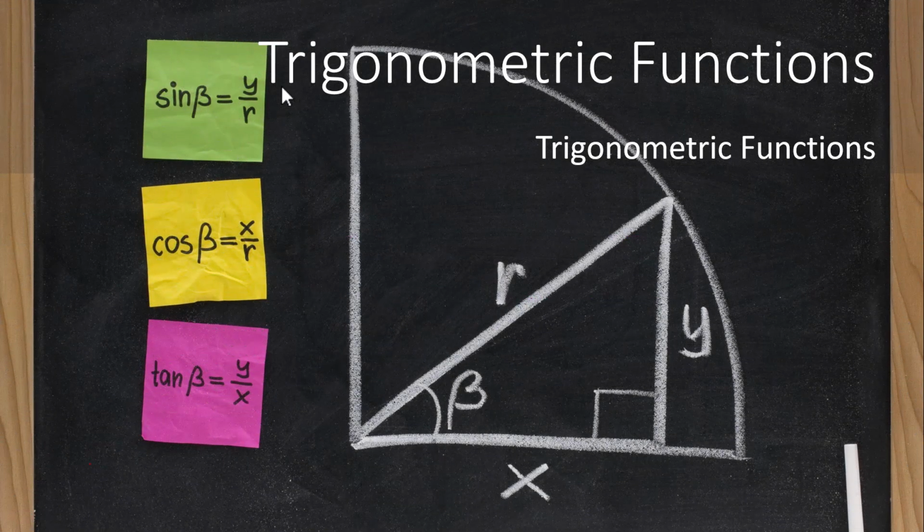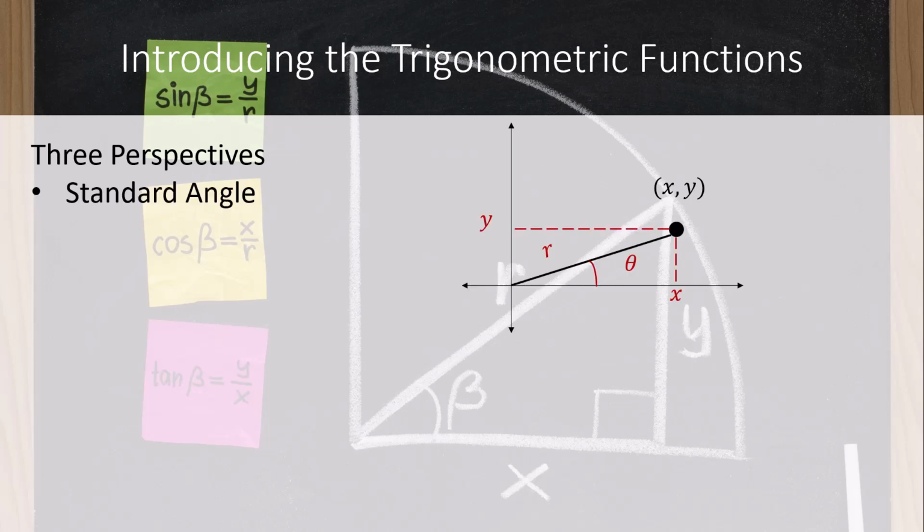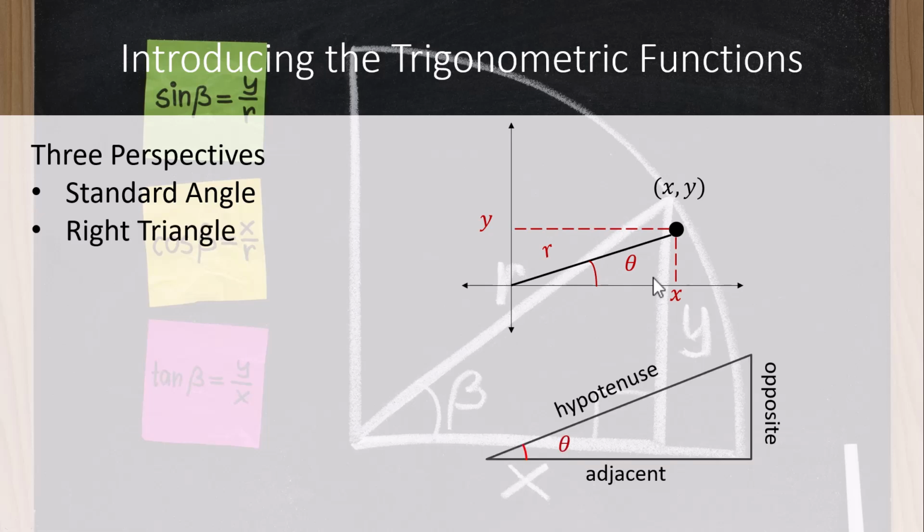Hi everybody. In this video we are going to introduce the 6 trigonometric functions. And we're going to introduce them from three possible perspectives. The first one is from the standard angle that we actually discussed in one of our previous videos. We are also going to introduce it from the perspective of a right triangle, and you can sort of see the relationship between a standard angle and a right triangle here for any given angle theta.